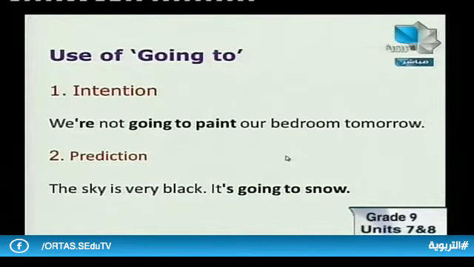When I have evidence, you mean. For example, when I look at the sky and I can see the sky is cloudy. Oh my God, the sky is too cloudy. Black clouds. I think it's going to rain soon. So I feel certain that this thing is going to happen because I have evidence. So we can use going to for prediction when we have evidence, when we feel that we are sure about this thing, that it is going to happen 90%. The sky is very black, it's going to snow. So we are predicting depending on something, depending on evidence.